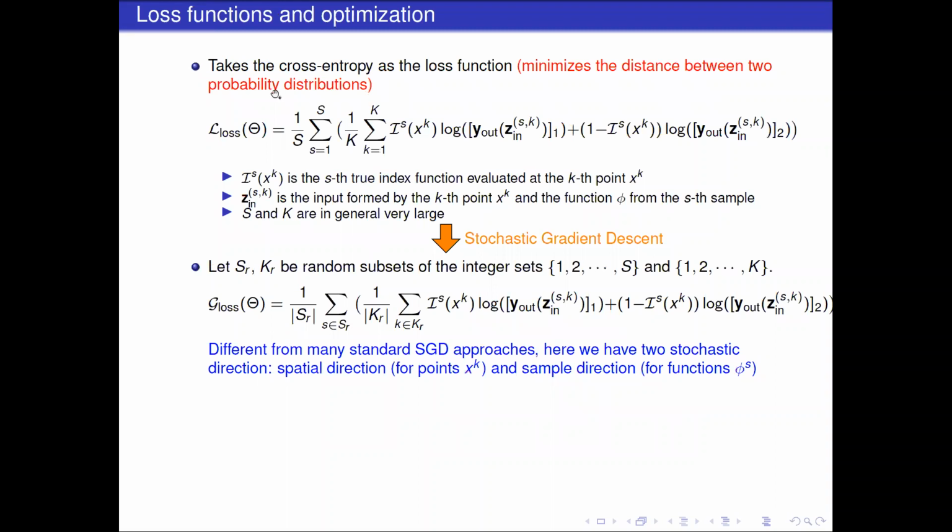So we apply the cross entropy as a loss function, and we need to do the sampling in both directions. One is the points to be located, and another one is the inclusion sample, the geometry samples. We apply stochastic gradient in both directions to reduce the computational cost.